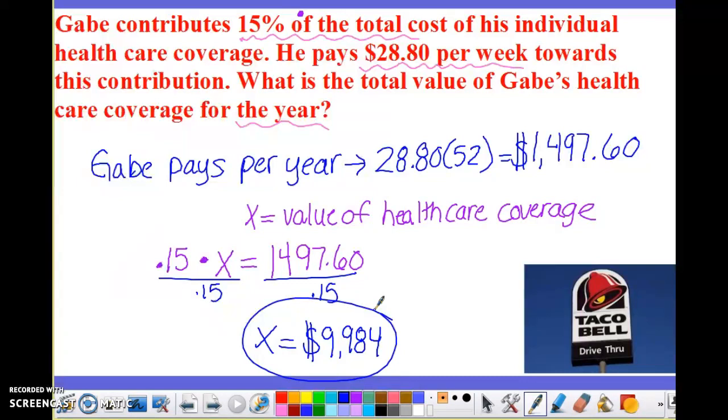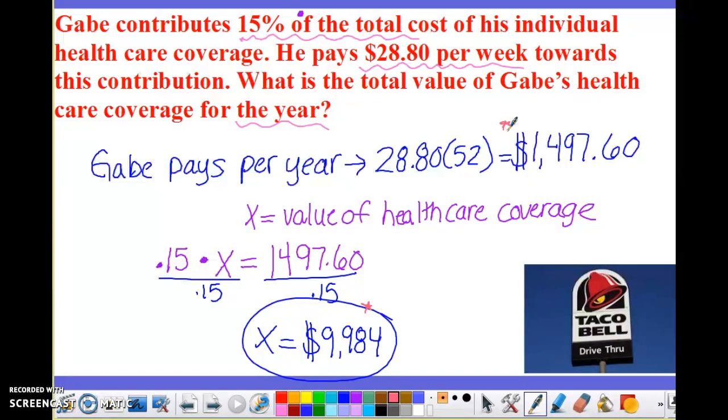We know that Gabe pays this $1,497.60. It doesn't ask it, but sometimes they will in problems like this. They might ask, how much does Gabe's employer pay? Well, to figure that out, you just take how much it's totally worth minus what Gabe actually pays, and the remaining would have to be paid by the employer. This problem doesn't ask that, but just know that in future problems it might.